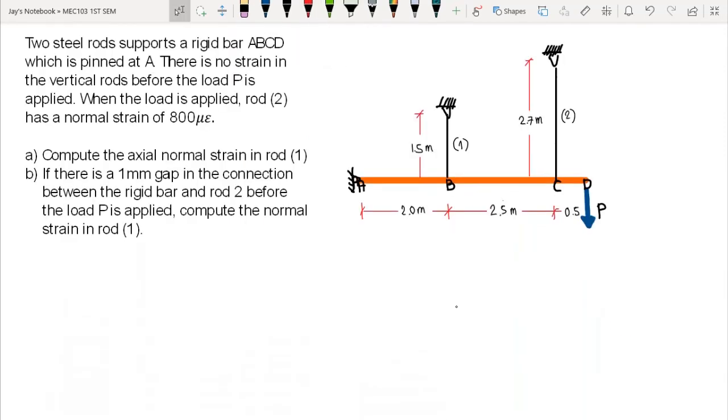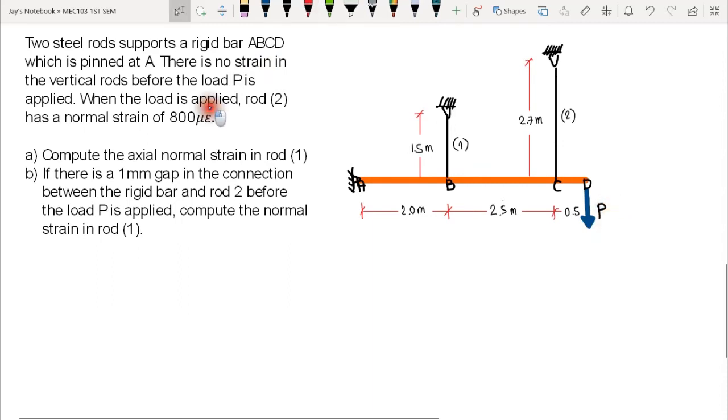Now for our last example in this lesson, we have two steel rods supporting a rigid bar ABCD. So we have two steel rods, rod 1 and rod 2. Now these rods support a rigid bar ABCD. When we say rigid, our bar would not have any deflection. Now, we have our bar here which is fixed, then connected at B and C. Before the load is applied, before we put a load at D, there was no strain. So therefore, there will be no deformation before the load P is applied.